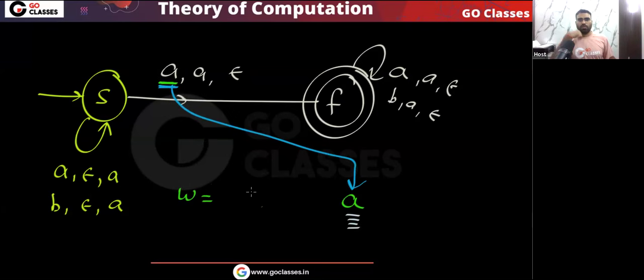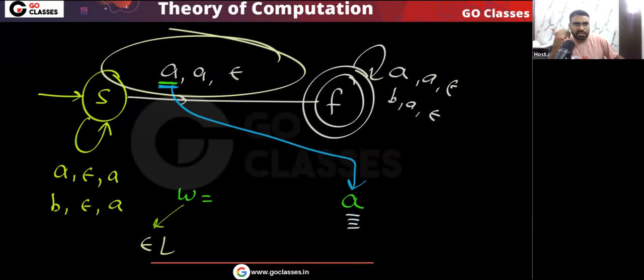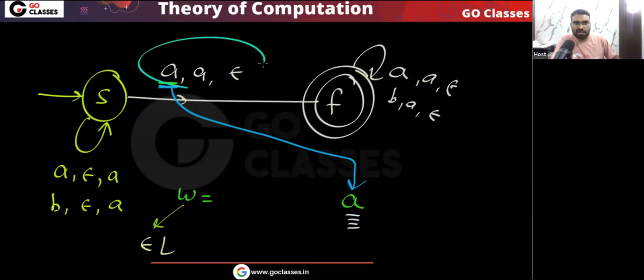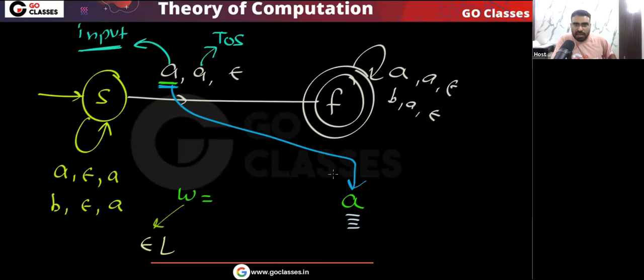Now, tell me one thing. Because I want to go to the final state, if I want to accept this string w that belongs to L, I should go to the final state. And if I want to go to the final state, then I have to take this transition. And to take this transition, remember, on top of the stack there should be A, and on input there should be A. So I'm assuming this A is somewhere in the string.